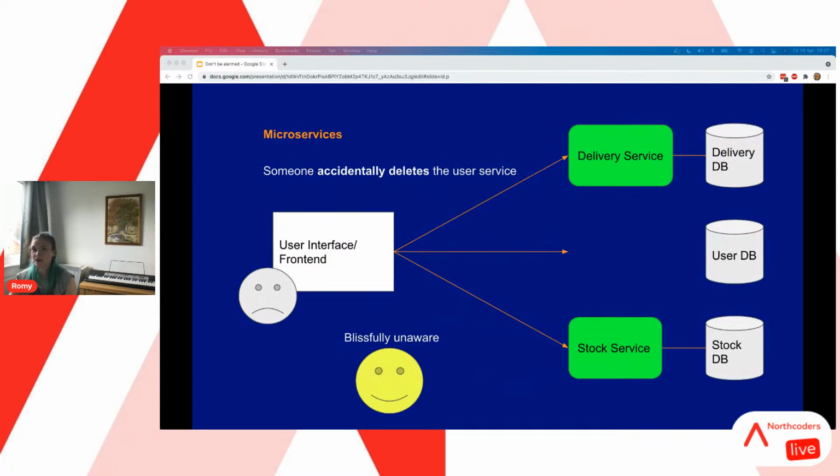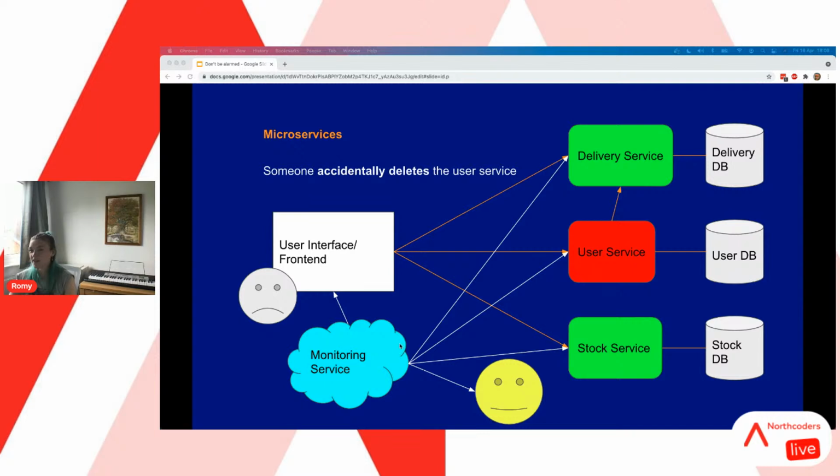When it comes to microservices, someone accidentally deletes the user service, whoops. If the user service is down, or in this case does not exist, there's going to be some unexpected behavior on the front end. And similarly to before, as developers, we probably have our heads deep in some new feature code and we're blissfully unaware. So again, pop in a cloud monitoring service.